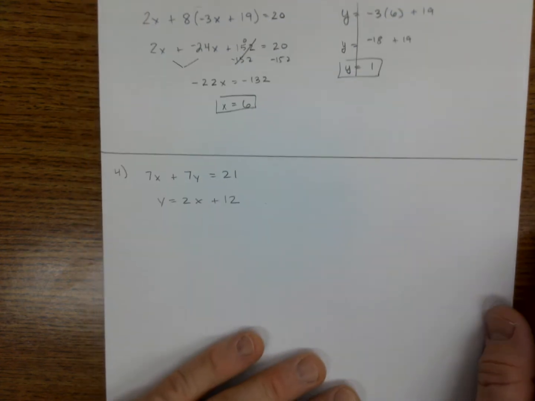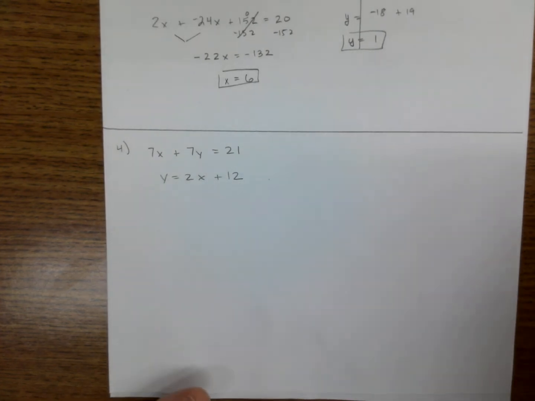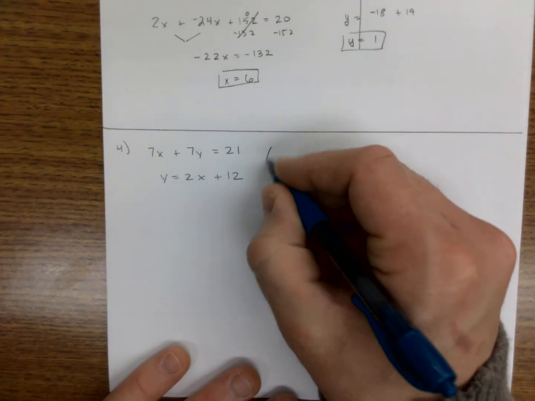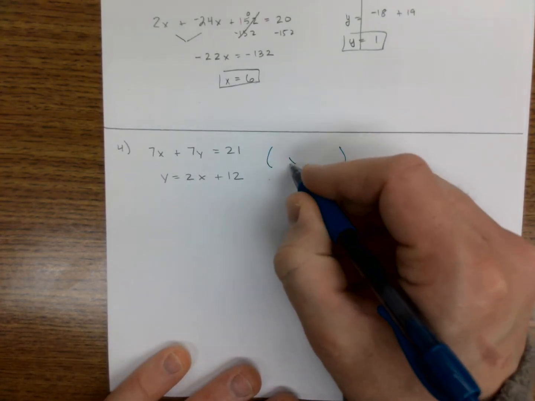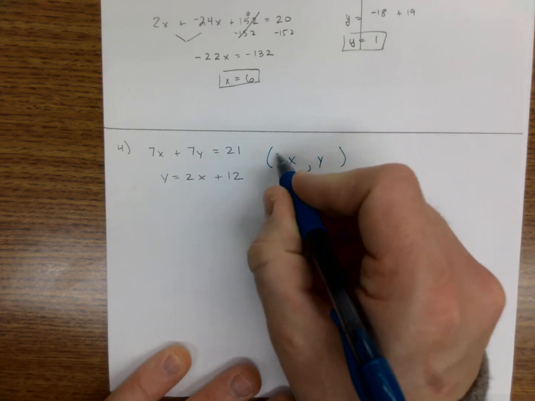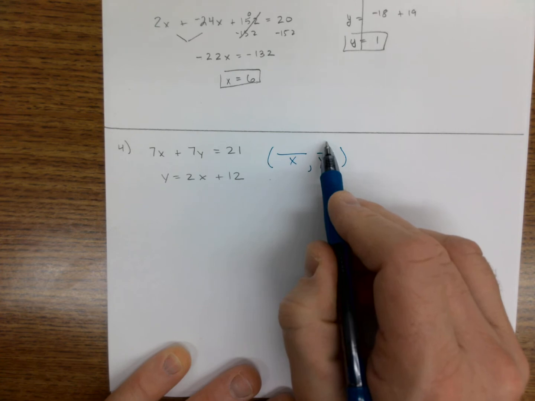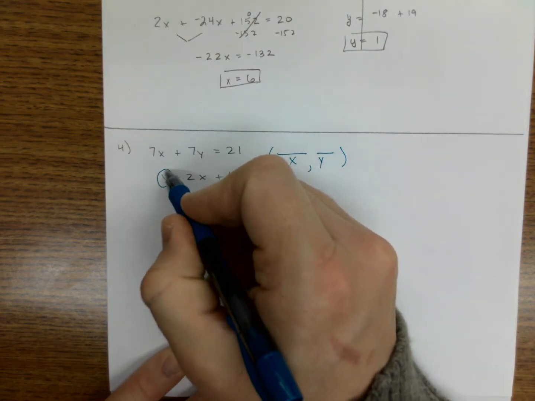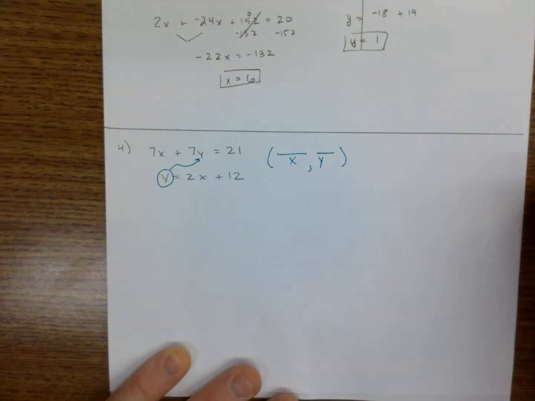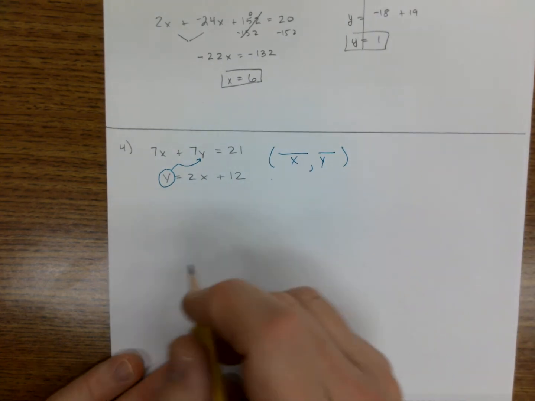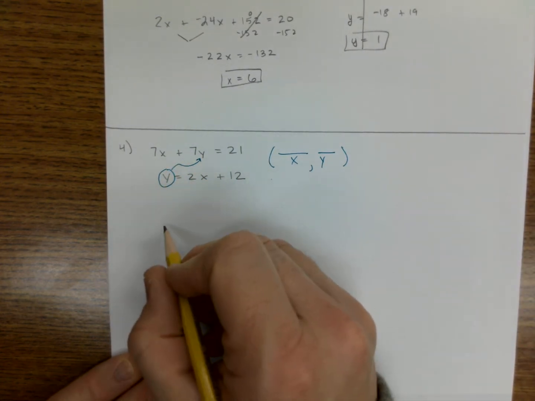All right, let's do one more. Number 4. Same thing. We're looking for the point of intersection. What is our x value here? What is our y value here? And we're going to take this equation and plug it into right there. However, there's a way to make this problem easier I want to show you.